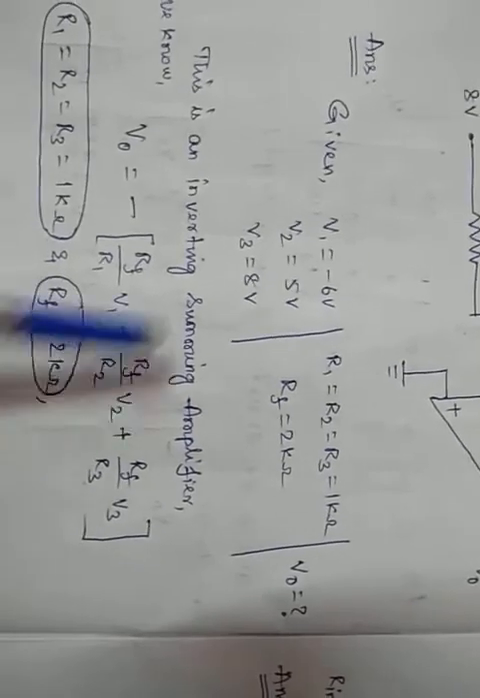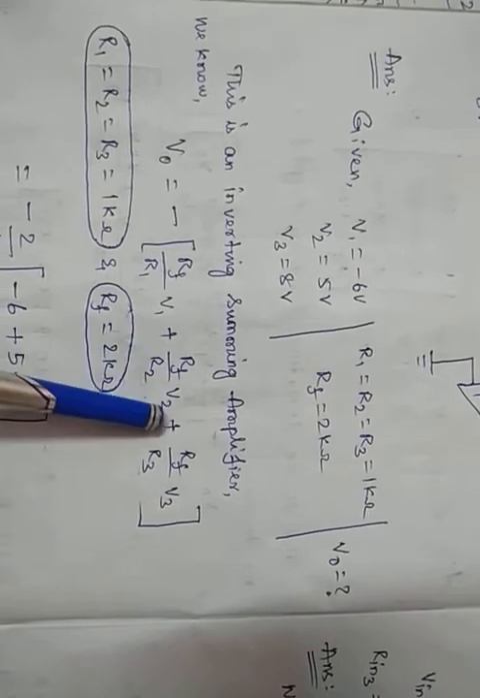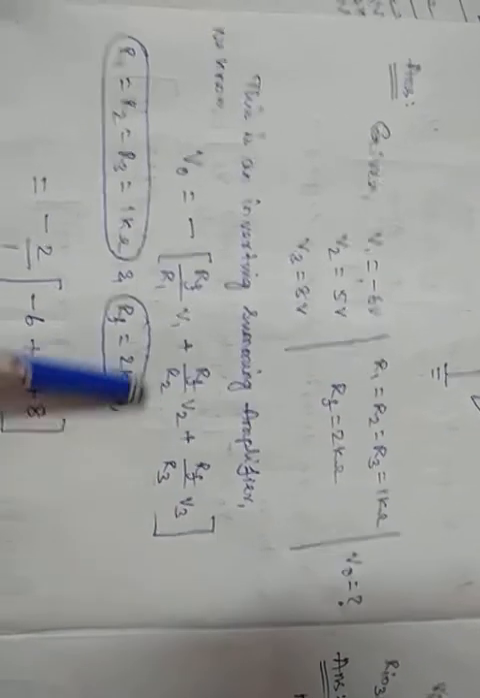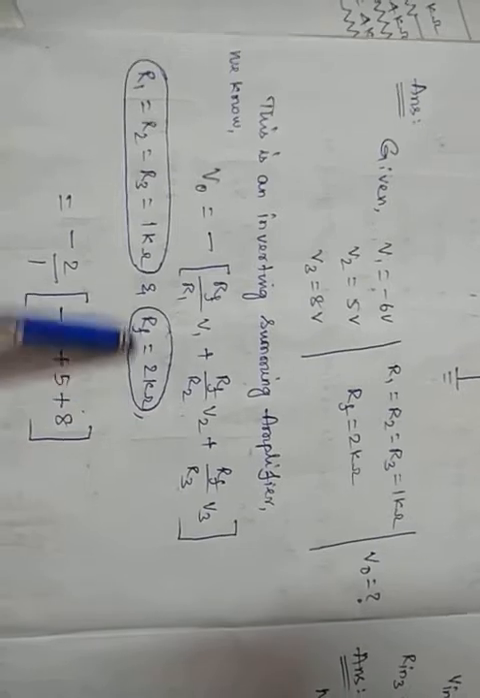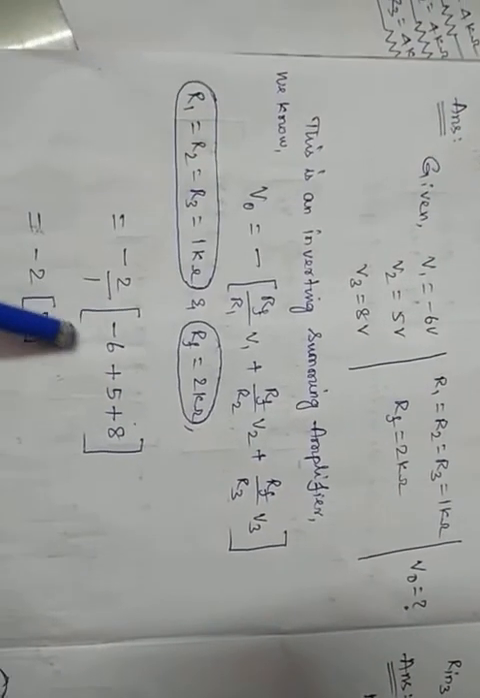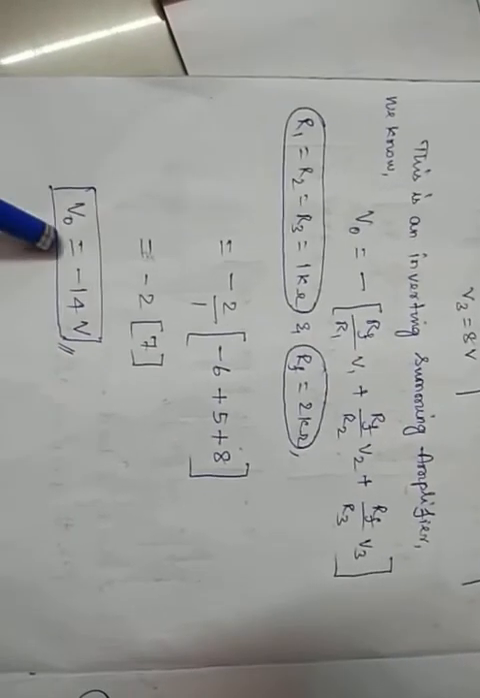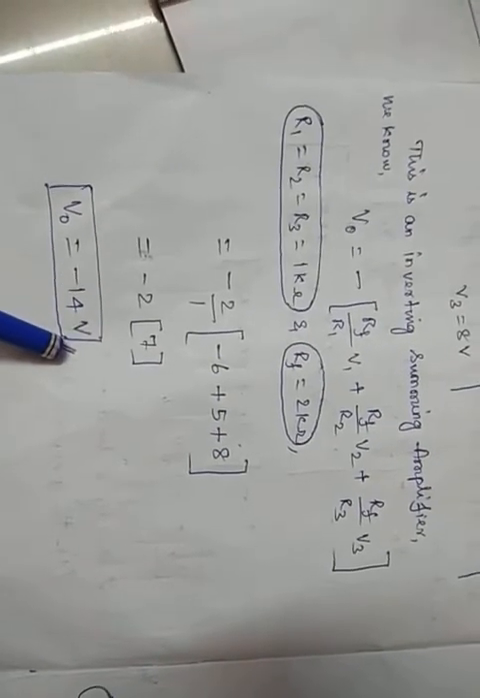So this is the formula. This we know already: Vout equals minus RF by R1 V1 plus RF by R2 V2 plus RF by R3 V3. See, the resistance values are all given, and the V1, V2, V3 values are also given. Substitute that and simplify it. Finally, we got output voltage equal to minus 14 volt. So we'll move on to the next problem.